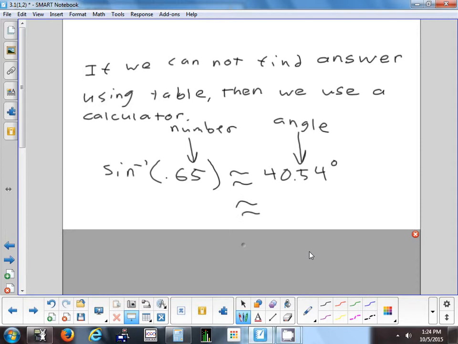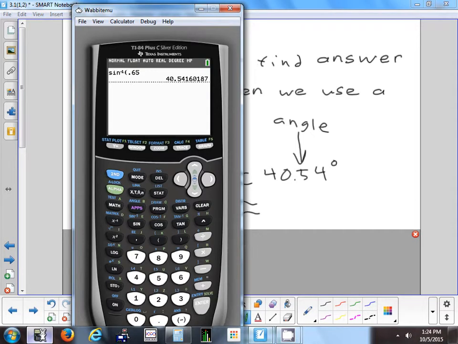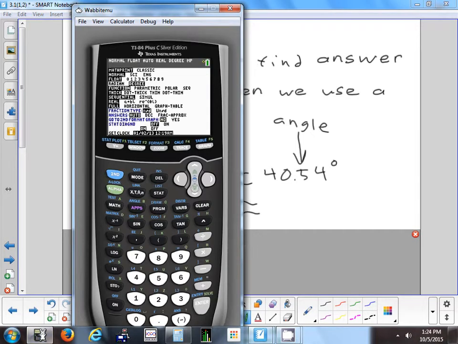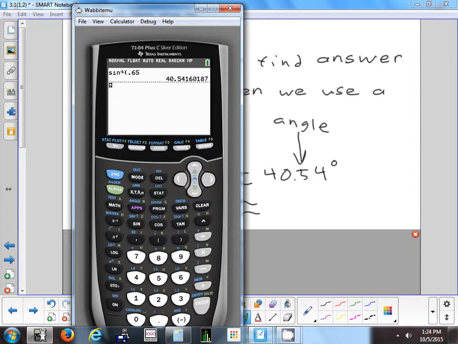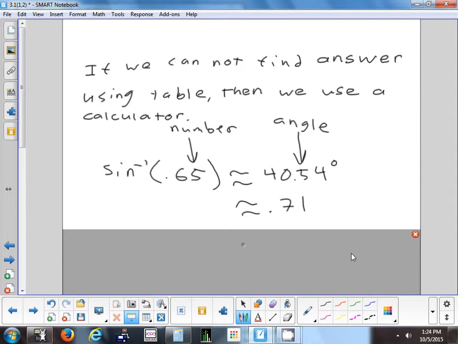If we did it in radians, you don't have to change how you type anything in. Just change the mode. Put it in radians, type in the same thing. So if you got 0.71, you're not wrong. You just did it in radians. Okay, questions on that?